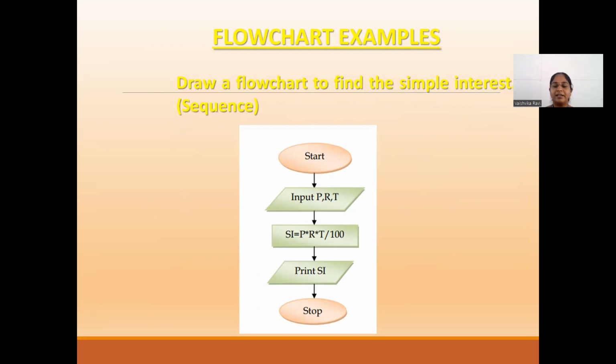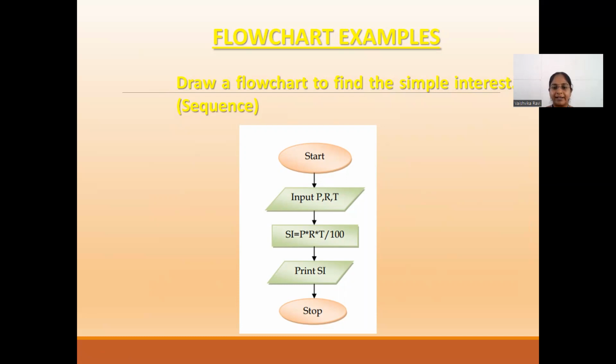Okay. Then we will see a simple example for a flowchart, which is the simple interest. For the simple interest, we need P, principal, R, rate of interest, and T, the time period for which the interest has to be calculated. First, we will be using the terminal symbol, start and end. Okay, next is the parallelogram, which is used for the input symbols.